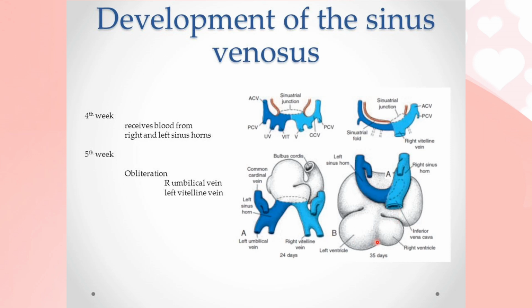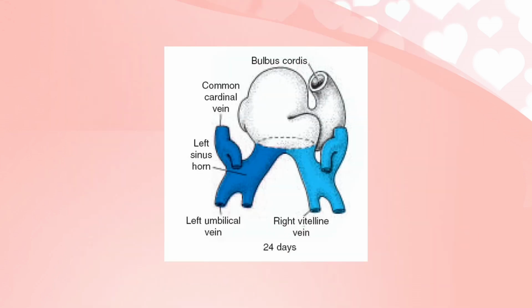These are the atrial swellings, and these are the ventricular swellings. In this diagram, you can see the common cardinal vein, and the left sinus horn and the umbilical vein are present. On this side, you can appreciate that the right vitelline vein is present. The heart tube has started to fold, and this is the area of the bulbus cordis. This is the common atrium and the common ventricle.